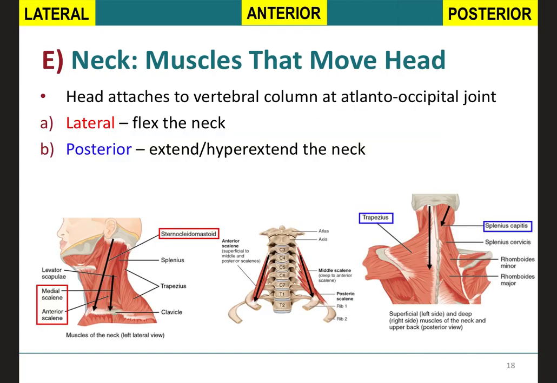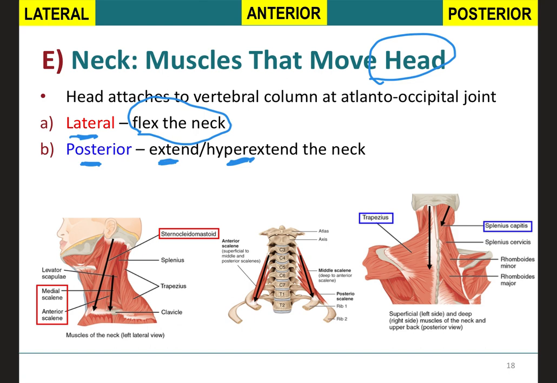Next, we're going to have the muscles that are located also on the neck, but now they will move the head instead of moving the hyoid bone. There are two different groups. We have the ones that are located laterally and the ones that are located posteriorly. The ones that are located laterally will function to flex the neck, and the ones that are located posteriorly will either extend the neck or hyperextend the neck.